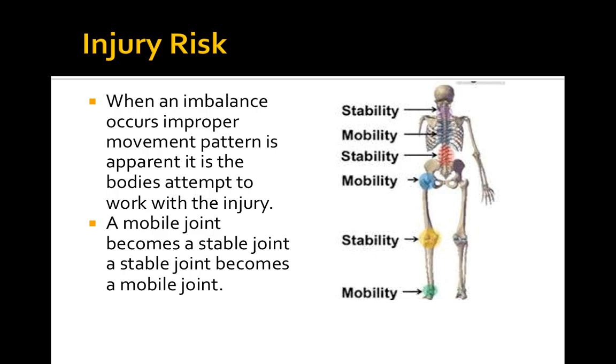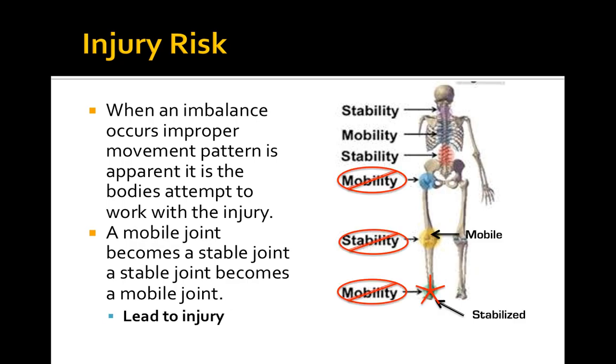So, injury risk. When an imbalance occurs, improper movement patterns are apparent. The body, rather than fix the injury, will end up trying to work with the injury. So mobile joints become stable joints, and stable joints become mobile joints. Earlier I mentioned, say you roll your ankle, okay? You're playing in a game, you get this ankle taped up. Now the ankle's not as mobile as it once was. So the body still needs that mobility back somehow.